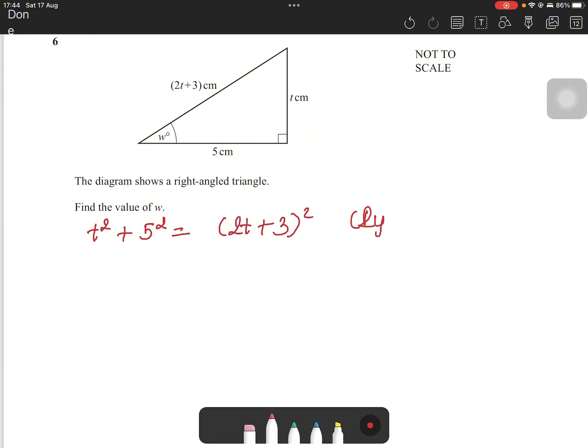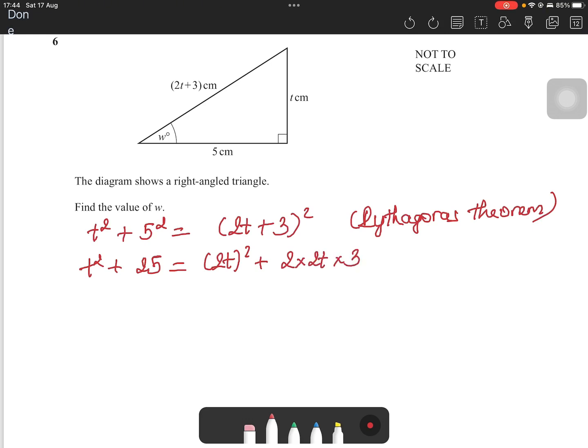This is Pythagoras theorem. And then we rewrite this as 25 and we expand this bracket. This one is equal to (2t) squared plus 2 times 2t times 3 plus 3 squared. So this is t squared plus 25 equals 4t squared plus 2 times 2 is 4, 4 times 3 is 12t plus 9. Then we subtract t squared from both sides.